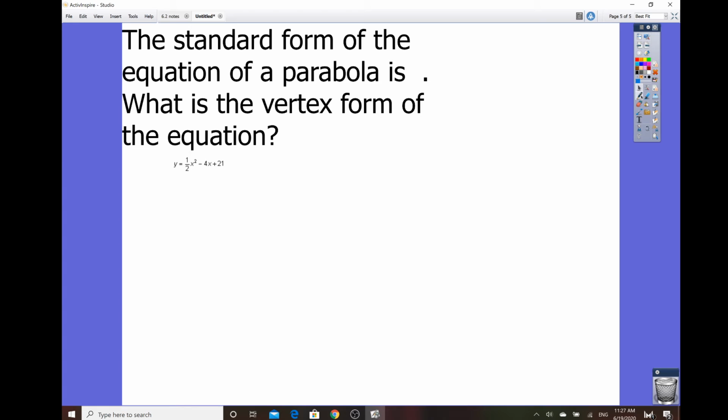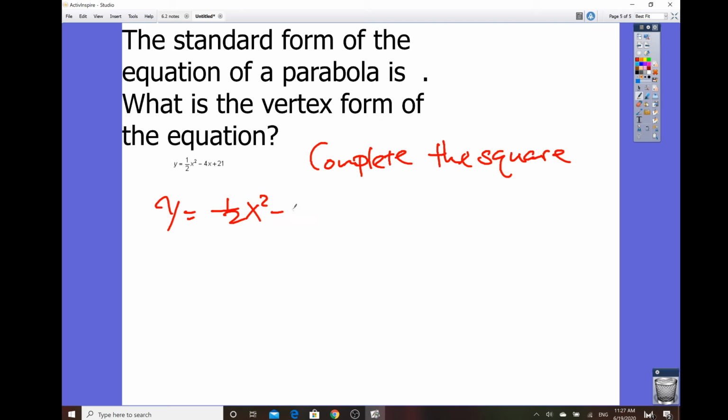For those who might be wondering, how do I go from the standard form to the vertex form? We need to complete the square for this kind of situation. I'm sure some people have learned about completing the square in Algebra 1. What we need to do with this equation is isolate the x terms from the constant term first. I just want to separate the constant term from the x squared and the x term. Then from the x group, we can take out the greatest common factor, which is 1/2.